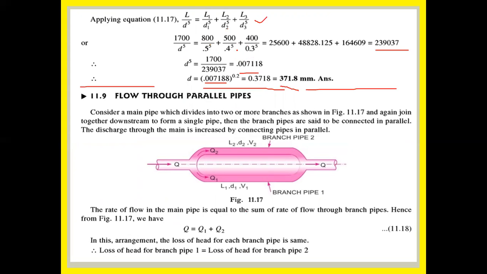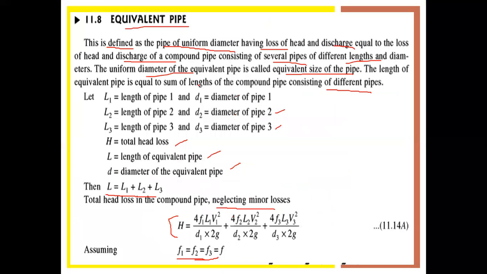Now, solving all these rational numbers, we get the value. Therefore, D to the power of 5 is equal to the ratio. We are getting this one. Therefore, the diameter D is equal to 378.8 mm. So like this, you have to solve the problem when you come across any equivalent pipes.